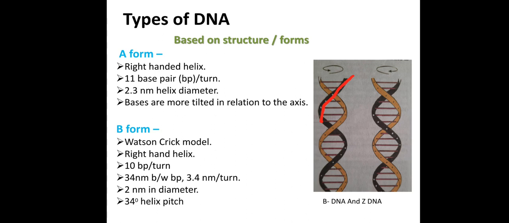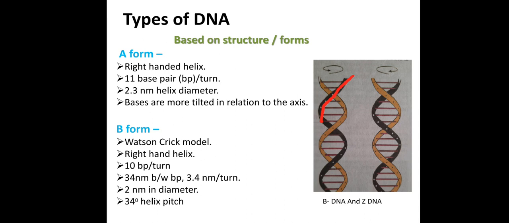The turn of the helix, you imagine a spiral staircase, buildings have spiral staircases. If the turn is in the clockwise direction, then it is called right-handed. If it is in the anti-clockwise direction, then it is called a left-handed one. So right-handed and left-handed are the two types of coilings you find in these DNAs. A form and B form are both right-handed helix. That means here the coiling is in the clockwise direction.